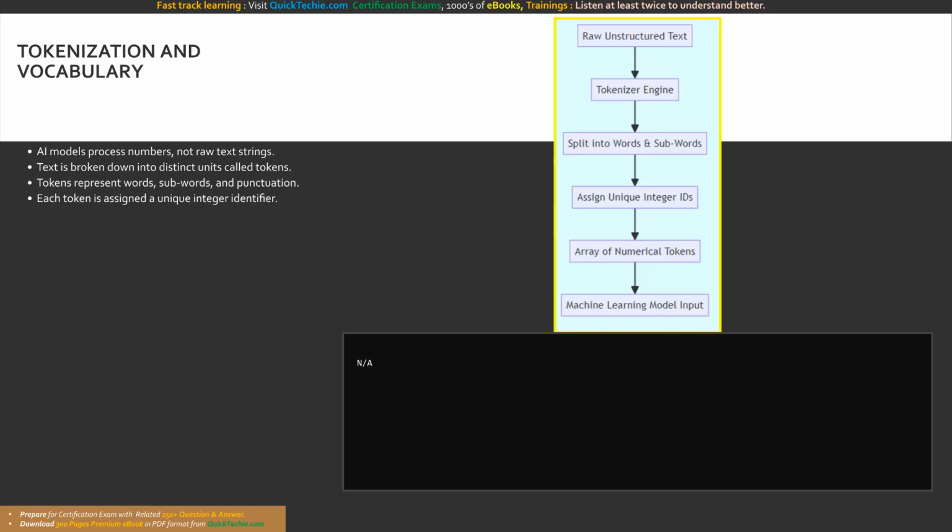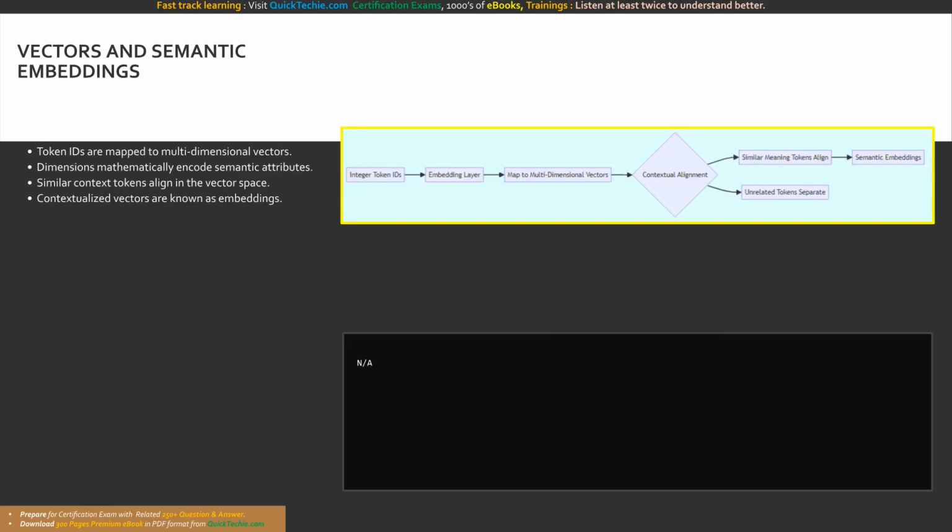This process successfully creates an array of numerical tokens, which serves as the direct machine learning model input. Once our text is tokenized into integer identifiers, the generative AI model must determine exactly how these isolated numerical tokens relate to one another in a linguistically meaningful way. It achieves this profound understanding by assigning each unique token to a vector.